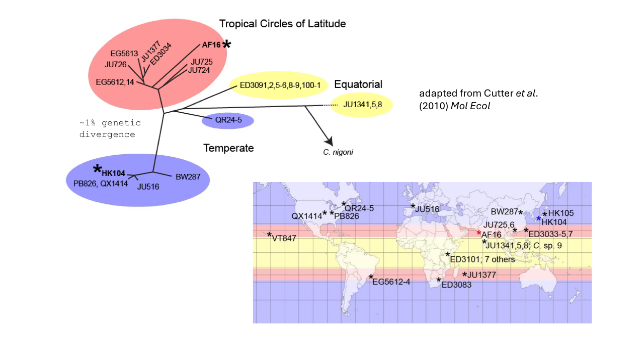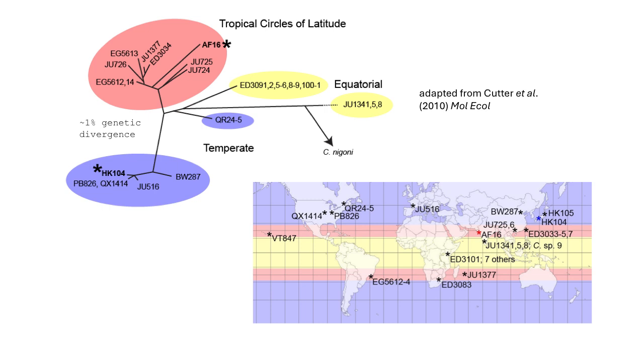The tropical circles of latitude clade, in red, is on average about 1% genetically different from any temperate population, shaded in blue. And this is particularly curious because a common pair of populations that are used in genetic analyses, including looking for genetic incompatibilities, is the population pair AF16 from India and HK104, which was originally isolated in Japan. They're about 1% genetically divergent, which is about the same genetic distance as humans and chimpanzees, our closest relative.